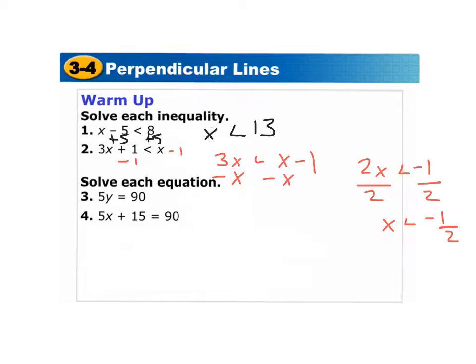Dylan, what did you get for number 3? I got y is equal to 18. We got that by dividing both sides by 5. Perfect.